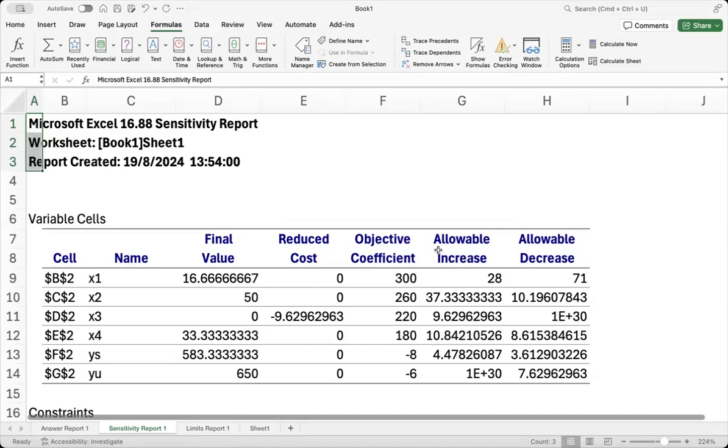Now move to the second row. This is the coefficient of X2, the price of X2. If the price changes, what happens to the solution? Okay, this is the price of X3, the price of X4. And here is the cost, right? Labor cost. If the labor cost changes, okay, try this one.